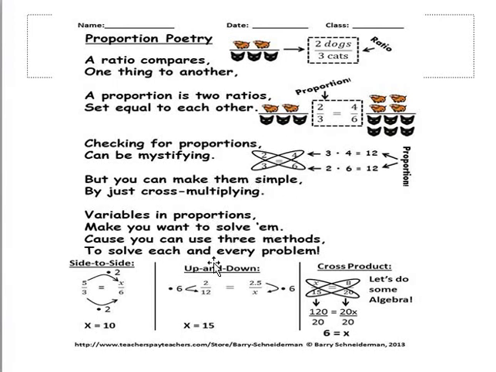Here I just want you to notice this is a proportion picture, as they say. The ratio compares one thing to another. A proportion is two ratios set equal to each other. Checking for proportions can be mystifying, okay? But you can make them simple by just cross multiplying.